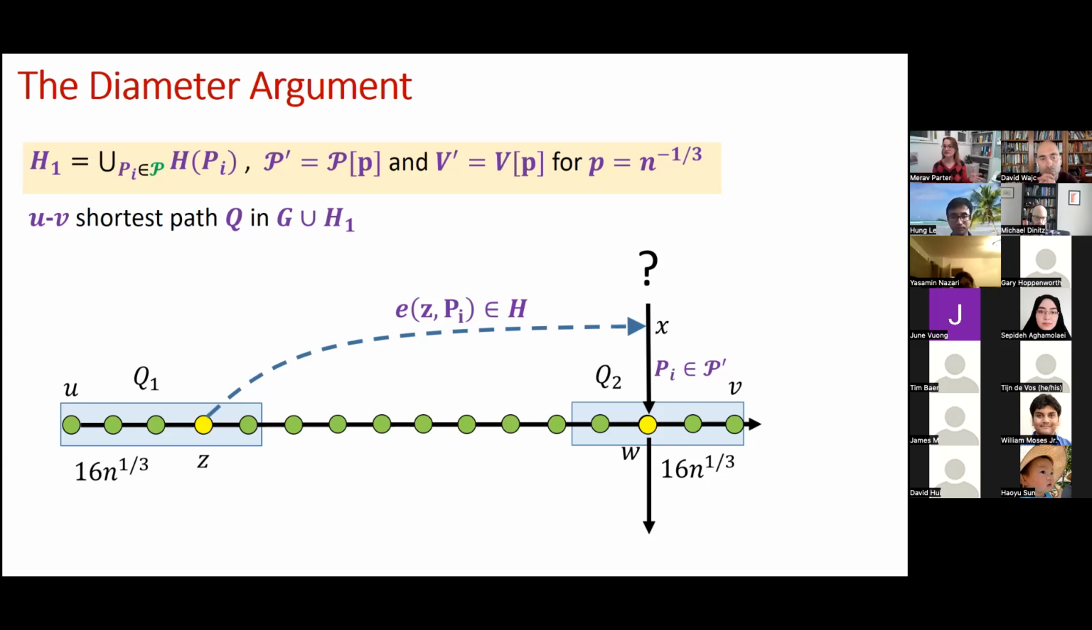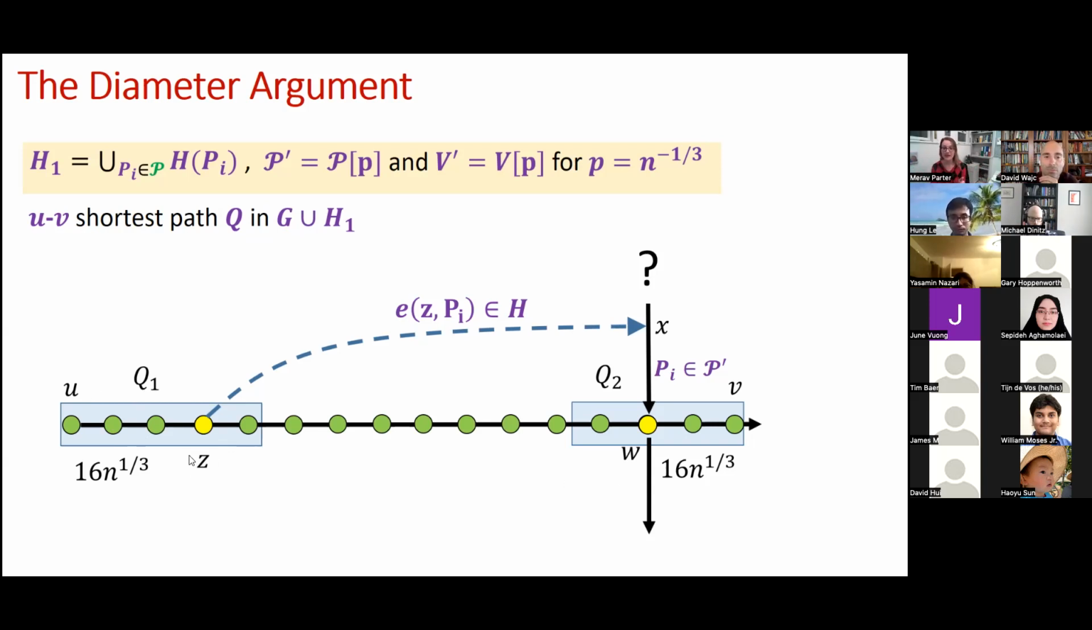And now I'm looking at this shortest path. If its length is less than n to the 1/3, we are happy, we are done. Otherwise, again, we are going to look at this roughly n to the 1/3 length prefix and suffix of the path. So let's start with the prefix.